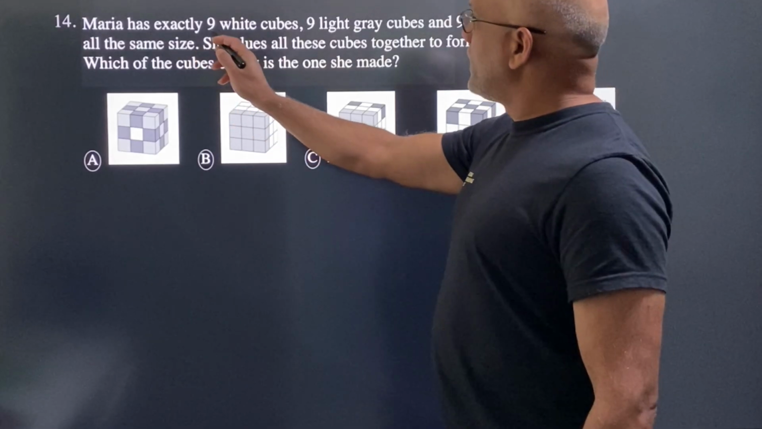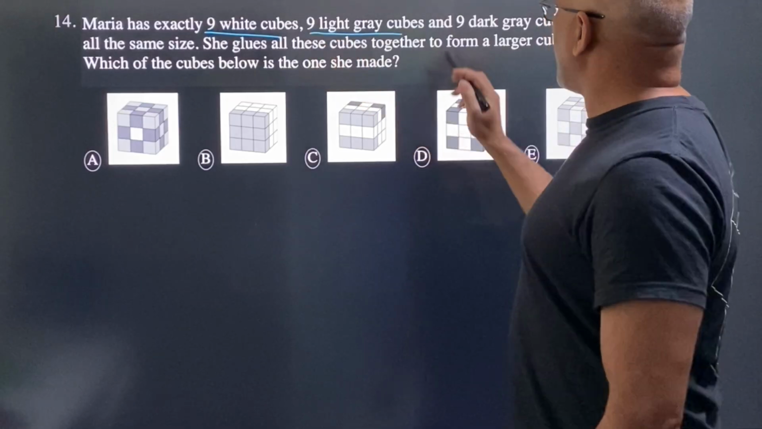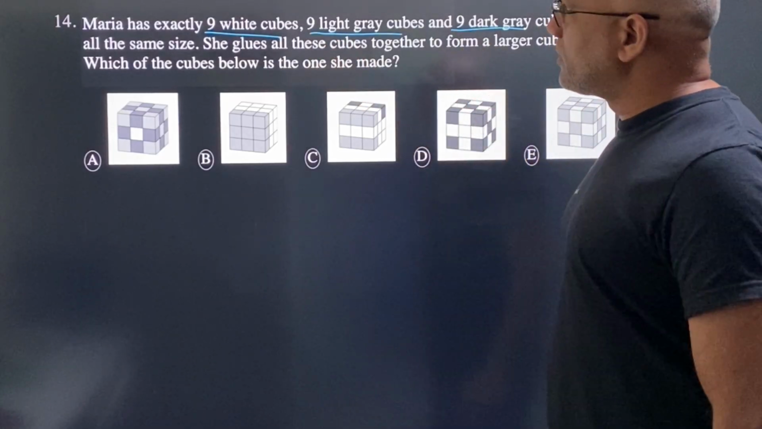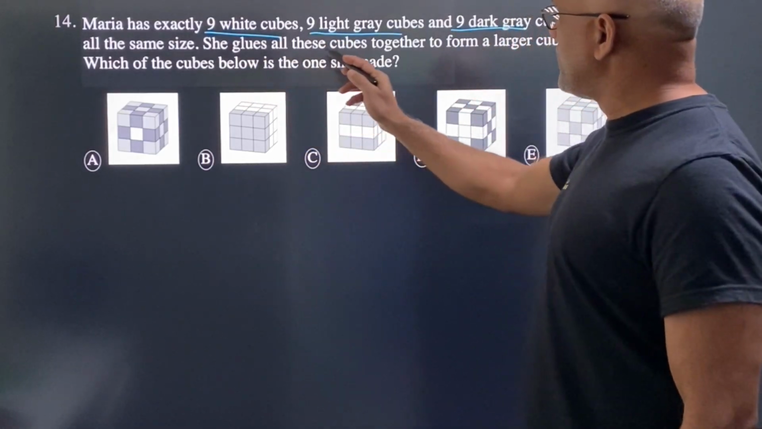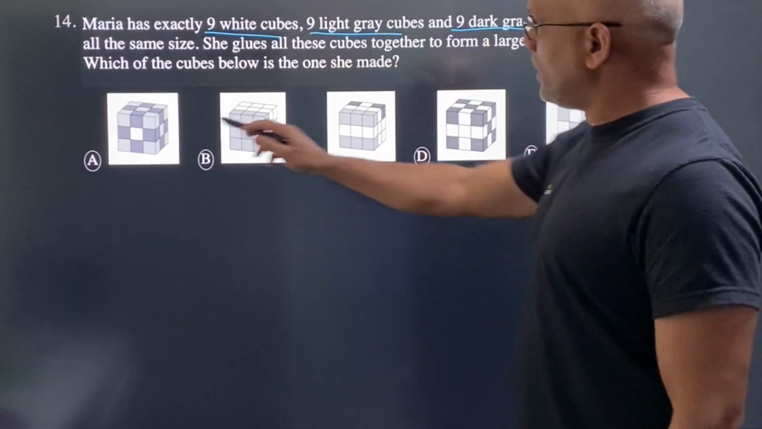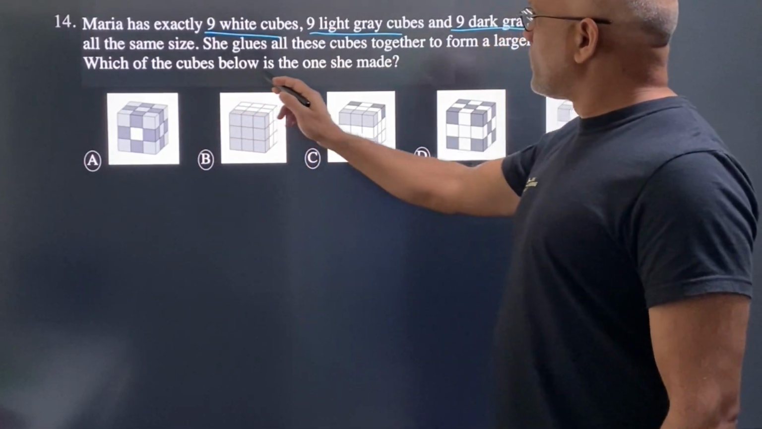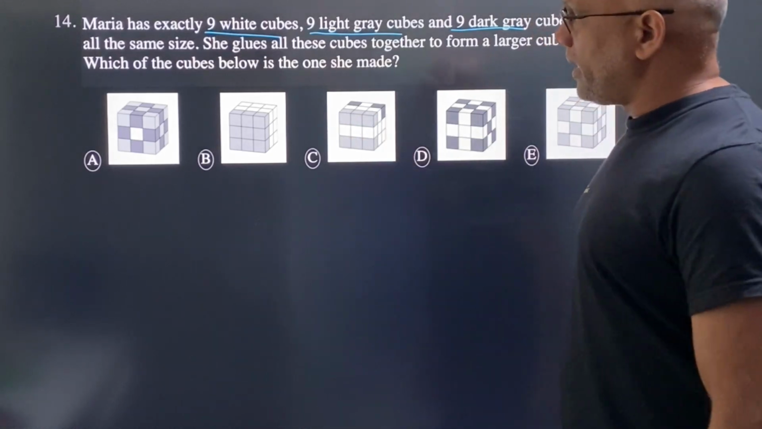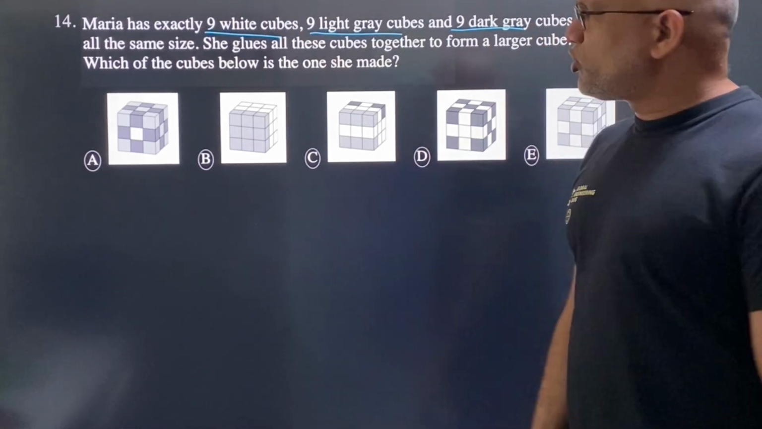Maria has exactly 9 white cubes, 9 light grey cubes, and 9 dark grey cubes, all the same size. She glues all these cubes together to form a large cube as shown. Which one of the cubes below is the one she made? Okay, we can simply count and check.